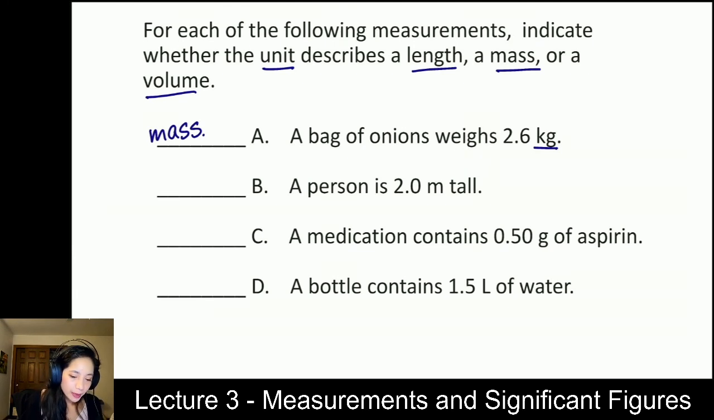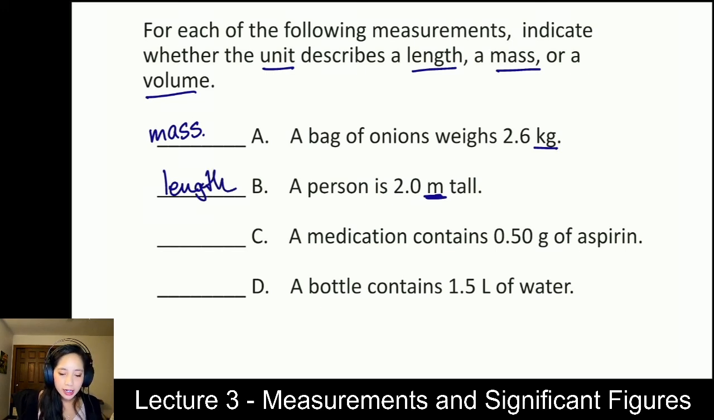All right, the next one. A person is 2 meters tall. That's over 6 feet, so that's pretty tall. Since the unit is a meter, and meter describes length, that is length.